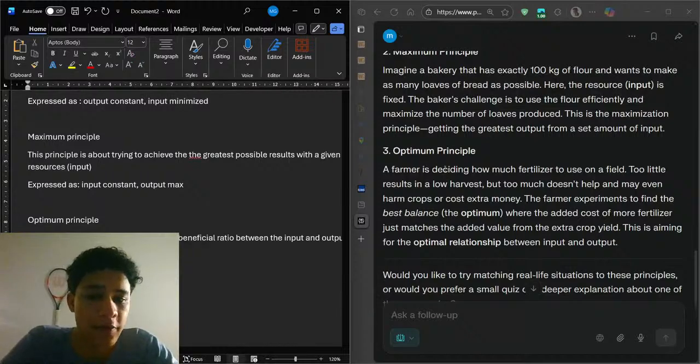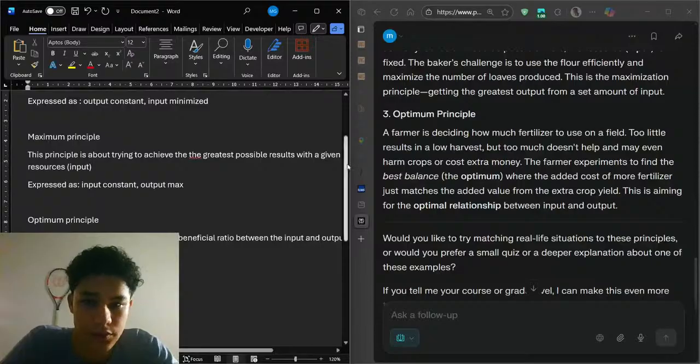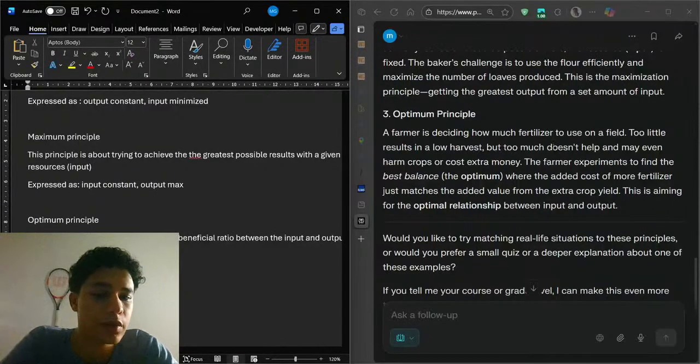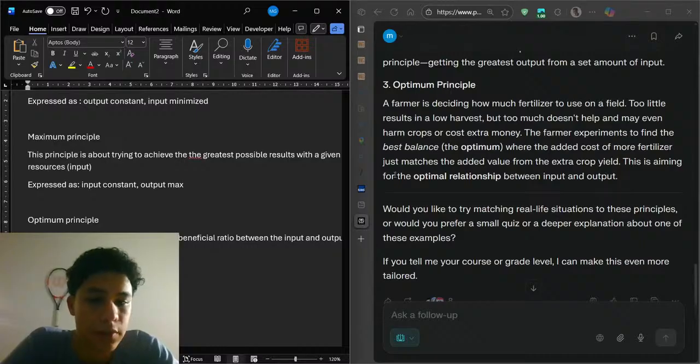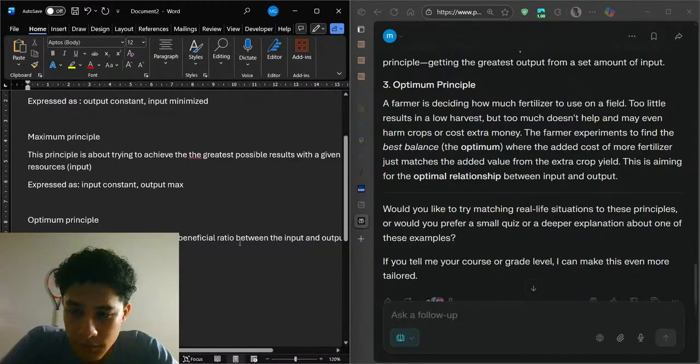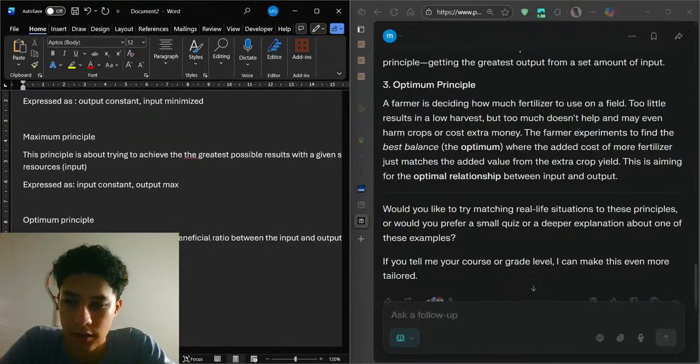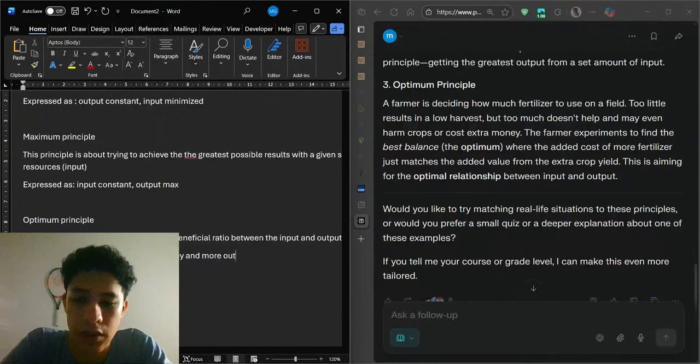Optimum principle. A farmer is deciding how much fertilizer to use in a field. Too little results in a low harvest, but too much doesn't help and may even harm crops or cost extra money. The farmer experiments to find the best balance, the optimum, where the added cost of more fertilizer can result in a loss of money.